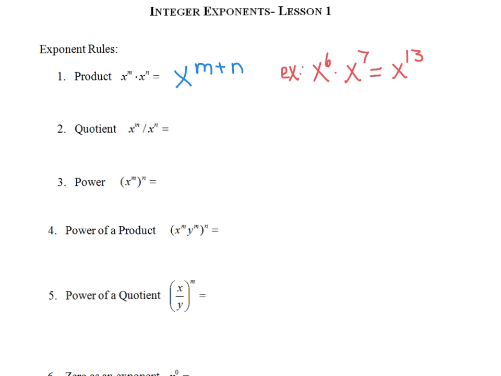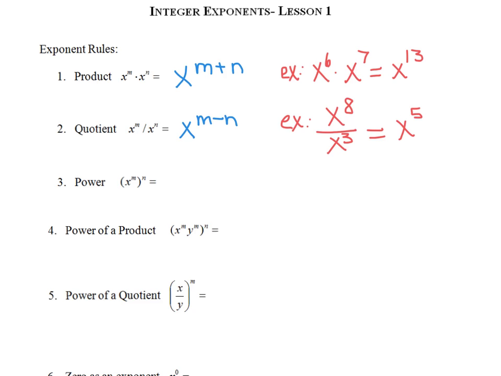So when I take the product of those two, I'm going to have x multiplied by itself 13 times as a factor. For our quotient rule, when I'm dividing and the bases match, I'm going to subtract the exponents. So this will be x to the m minus n. As an example, if we want x to the 8th power, and we're dividing by x to the 3rd power, both are x's as our bases, so we're going to divide and say x to the 5th power by subtracting the exponents.